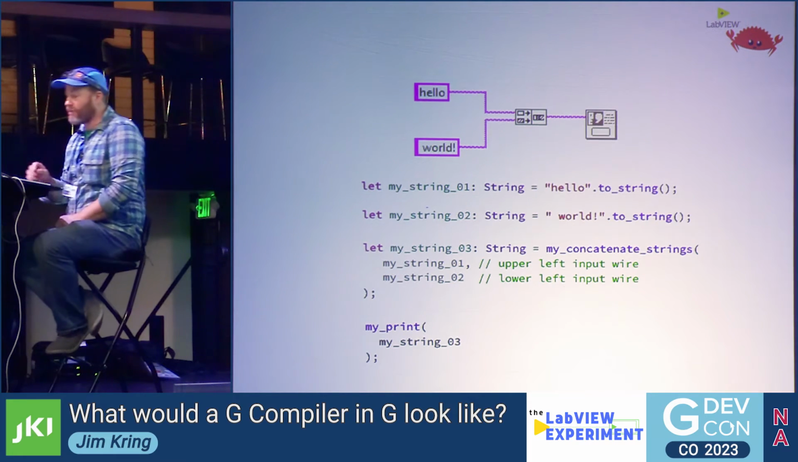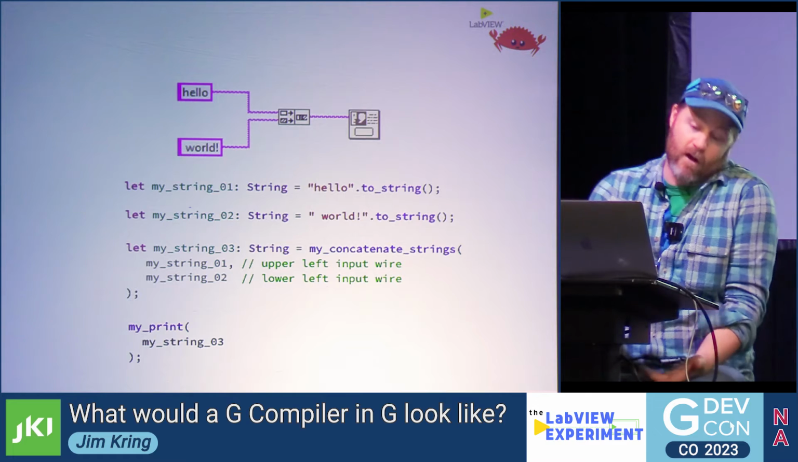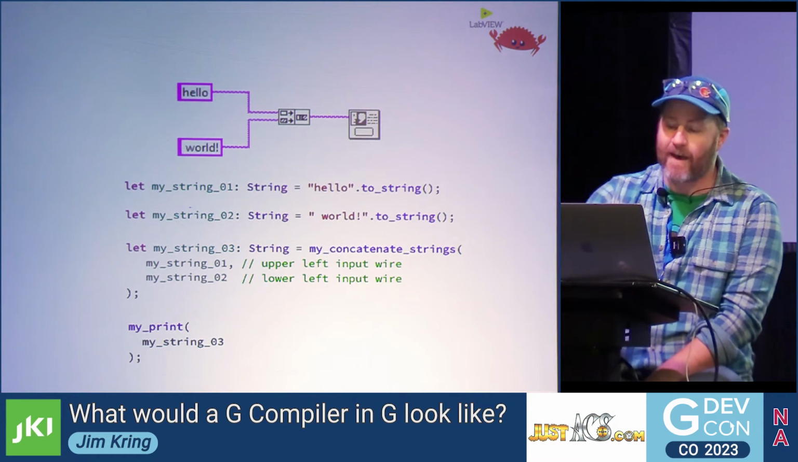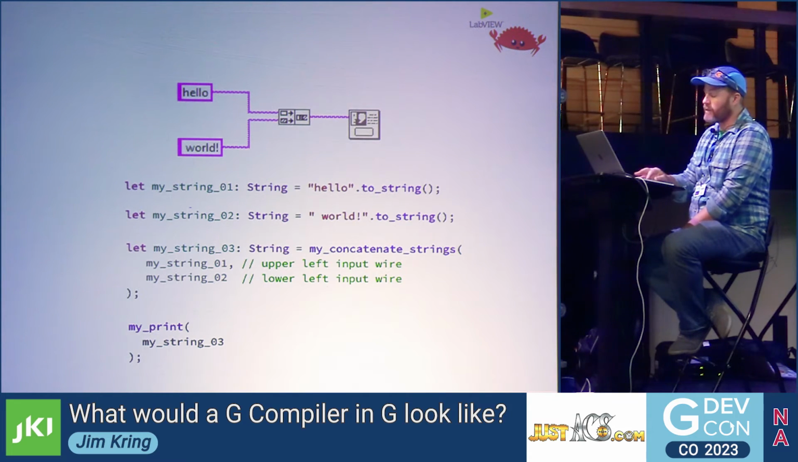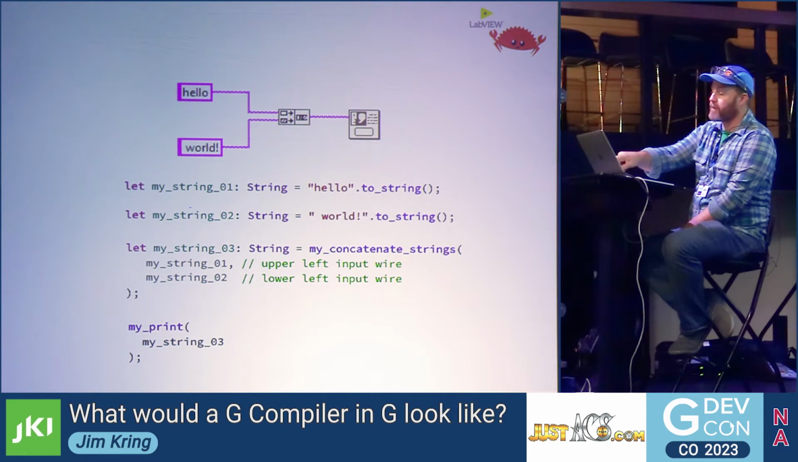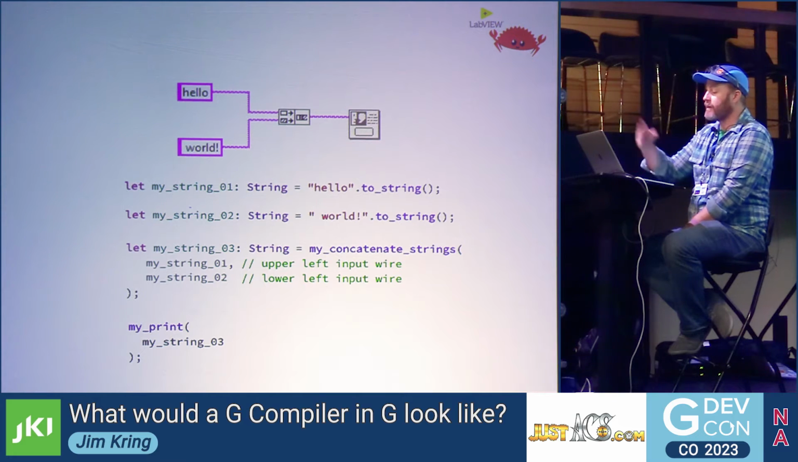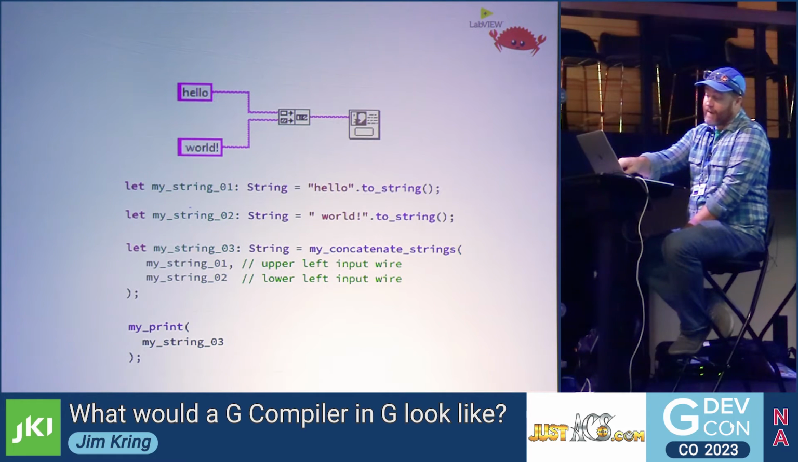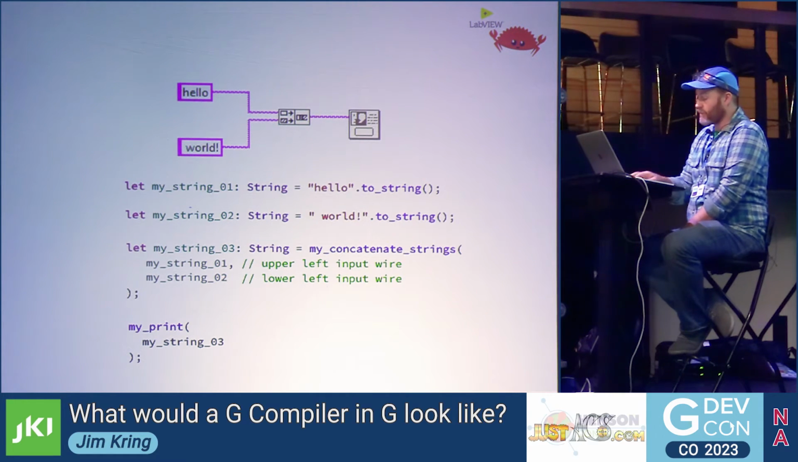And then finally, when we want to print it, we call another function, myPrint, that we pass the output of the concatenate function, which is myString3. MyString3 is the wire flowing out of the concatenation function into the print statement. So in this third line of code, where we call the concatenate function, we're taking its output and assigning it into that wire's value. And then finally, we pass the wire, myString3, into the print function.